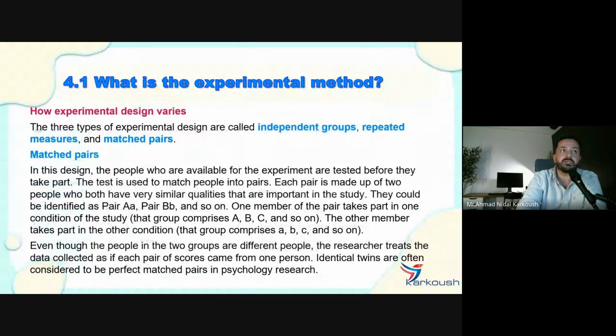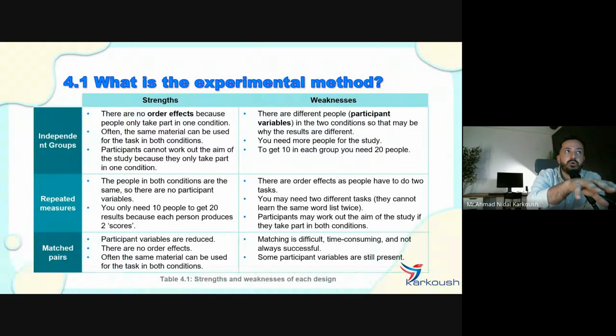And I want to show you this because this table summarizes the whole thing. Okay, so we have like 3 of them.